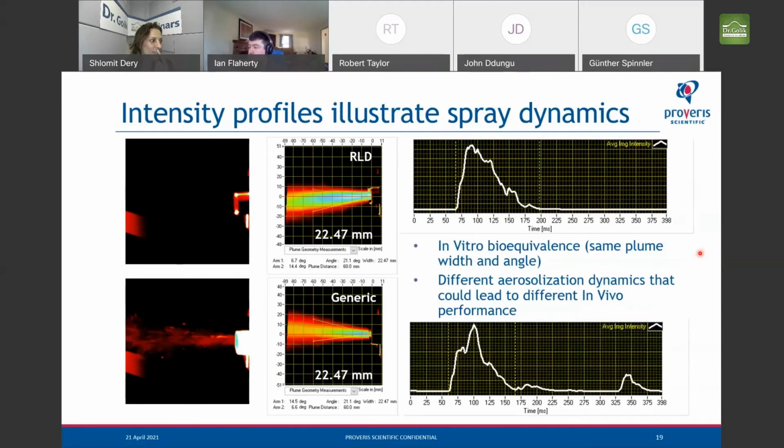So it shows you the depth of data that you can glean from different aspects of the plume geometry measurement. You'll notice the key difference here is there's a secondary firing event with this generic drug. That would indicate either clogging or potential issues with the valve design.